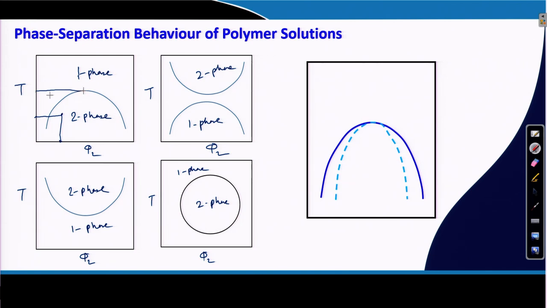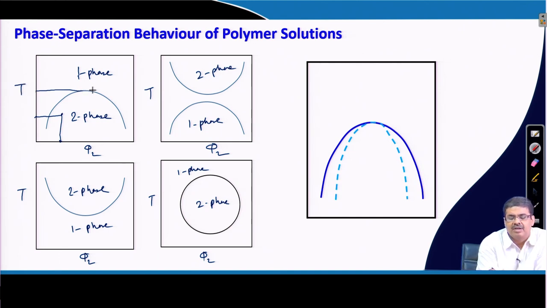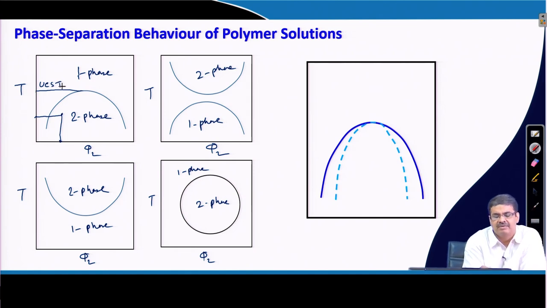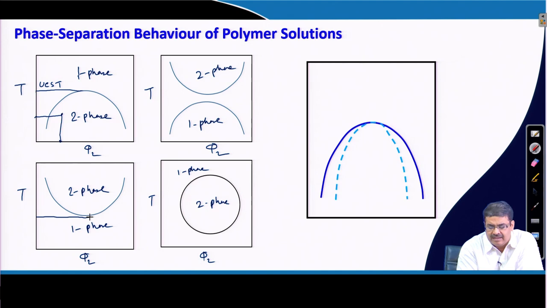Now, this temperature above which all the compositions of this polymer solvent system are miscible, we call this temperature UCST, upper critical solution temperature, which is defined as the temperature above which the polymer and the solvent are miscible in any proportion. Similarly, in this case, this is a reverse scenario where below this temperature the polymer and the solvent are miscible in all proportion, and we call this temperature the lower critical solution temperature, LCST, defined as the temperature below which the polymer and the solvent are miscible in any proportion.